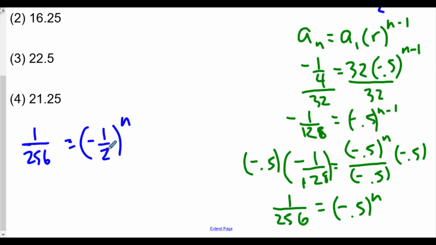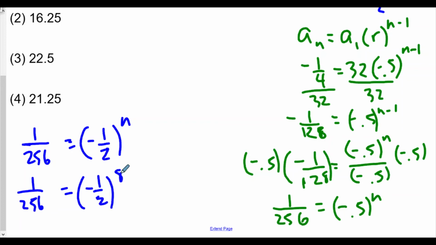Okay, so I want to also figure out how many times 2 is multiplied, 2 to a power that will give me 256. Well, I know in this case, 2 to the second is 4, 2 to the third is 8, 2 to the fourth is 16, 2 to the fifth is 32, 2 to the sixth is 64, 2 to the seventh is 128, 2 to the eighth is 256. So basically, I find that 1 over 256 should equal negative 1/2 to the eighth power.